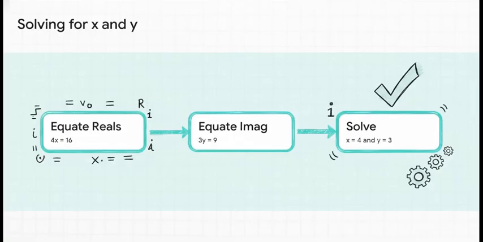Let's actually work through a textbook example together to see how this plays out in practice. Say we're given the equation 4x plus 3yi equals 16 plus 9i, and we need to find x and y. Step 1, we equate the real parts, so 4x has to equal 16. Step 2, we equate the imaginary parts, so 3y has to equal 9. Step 3, we solve those two super simple algebra equations. Divide 16 by 4, so x is 4. Divide 9 by 3, and y is 3. Turns out, complex algebra is really just a logical checklist.